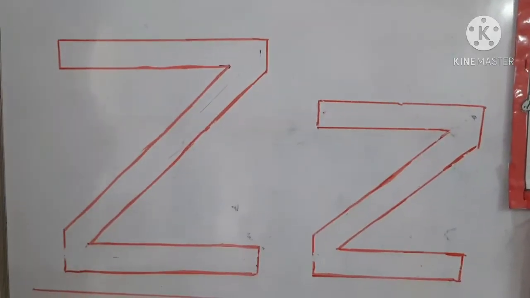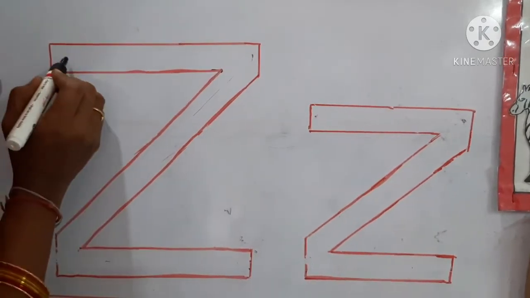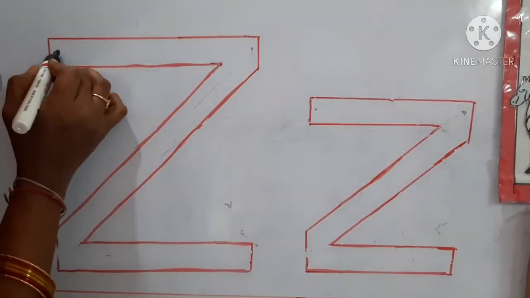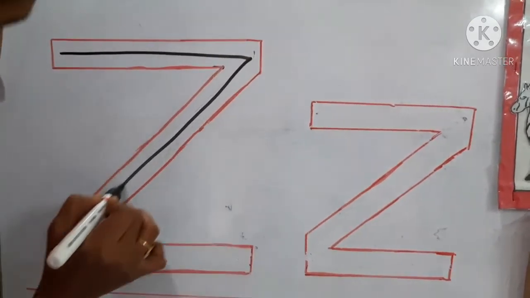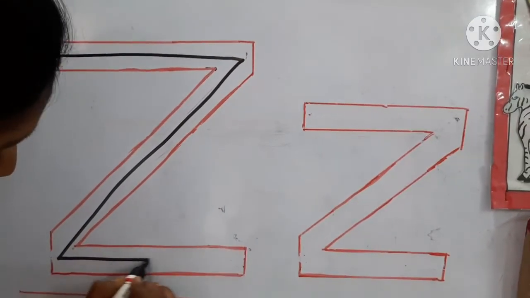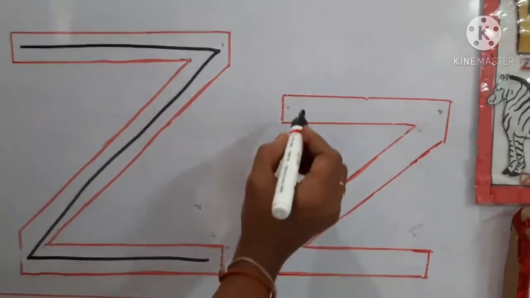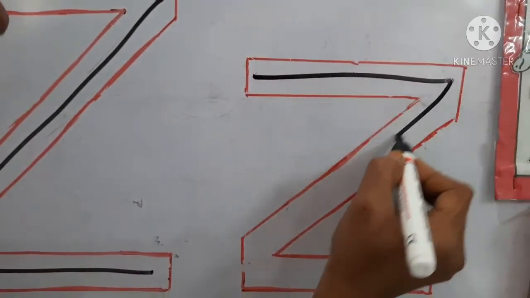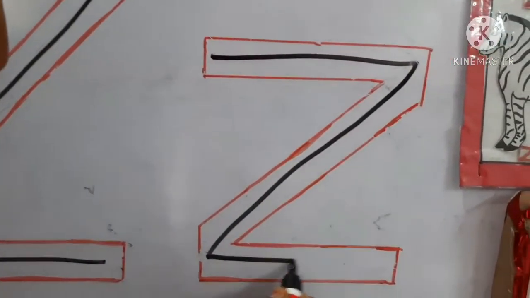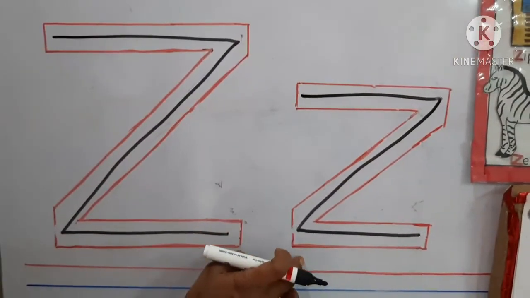Now I will show how to write capital letter Z and small letter Z. For capital letter Z, first you have to write sleeping line, slanting line and one more sleeping line. This is capital letter Z. Now for small letter Z, sleeping line, slanting line and one more sleeping line. This is small letter Z.